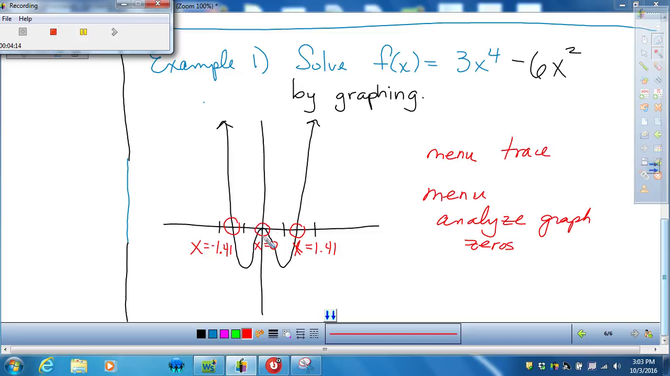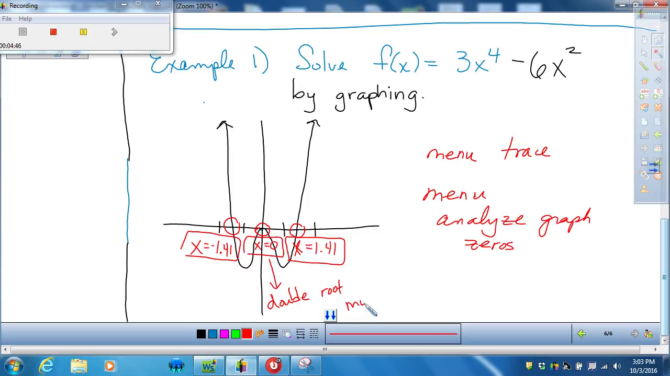Okay, I accidentally forgot to circle this one in the middle here, but we ended up with 3 zeros. We have x equals negative 1.41, we have x equals 0, and we have x equals 1.41. This one right here in the middle, where it came up and touched the axis and then came back down again, is what we call a double root, or a multiplicity, because at that point, when it goes up, touches the x-axis, and then immediately comes back down again, it's tangent to the x-axis.